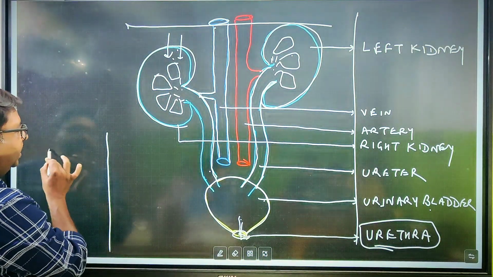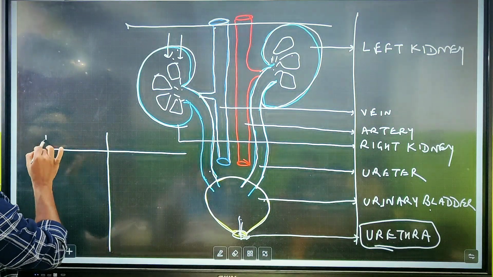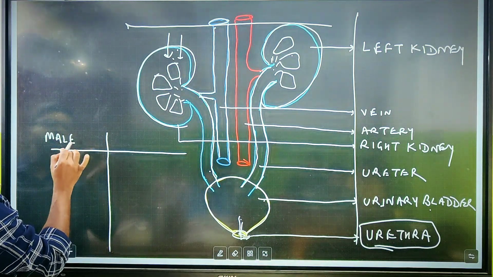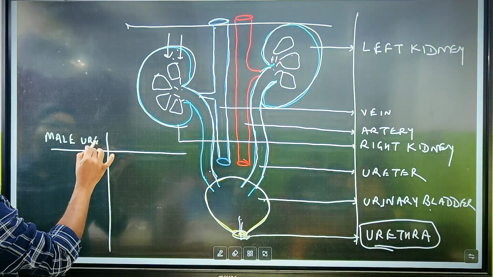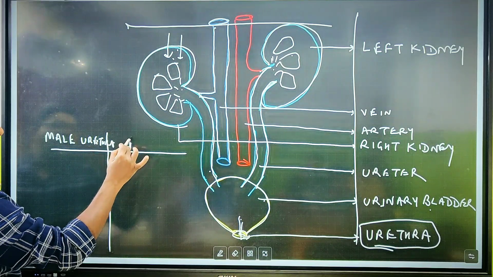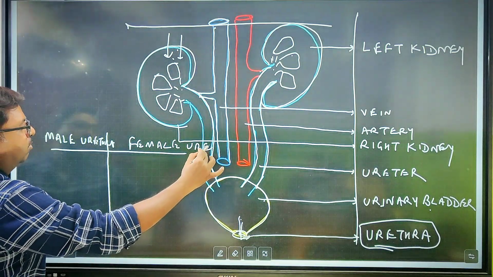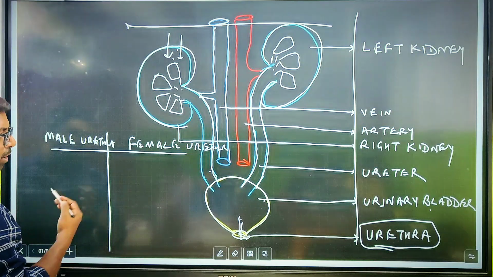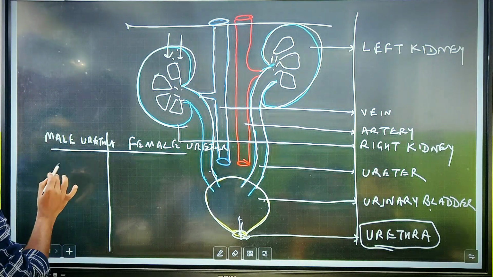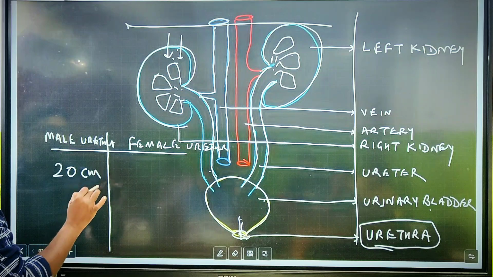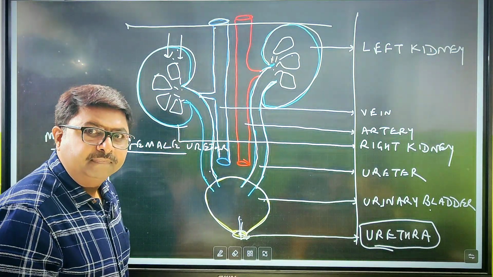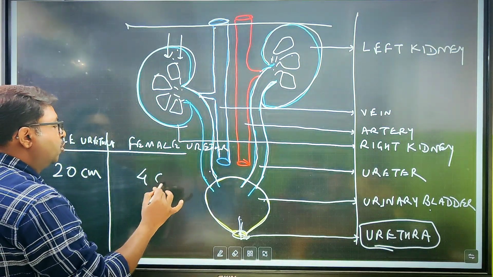Now, my dear students, what is the difference between a male urethra and the female urethra? क्या डिफरेंस होगा दोनों में? क्या सेम होगा? मेल और फीमेल यूरेथ्रा. Male urethra का length close to approximately 20 centimeter long है, but in case of female it is close to 4 centimeter long.